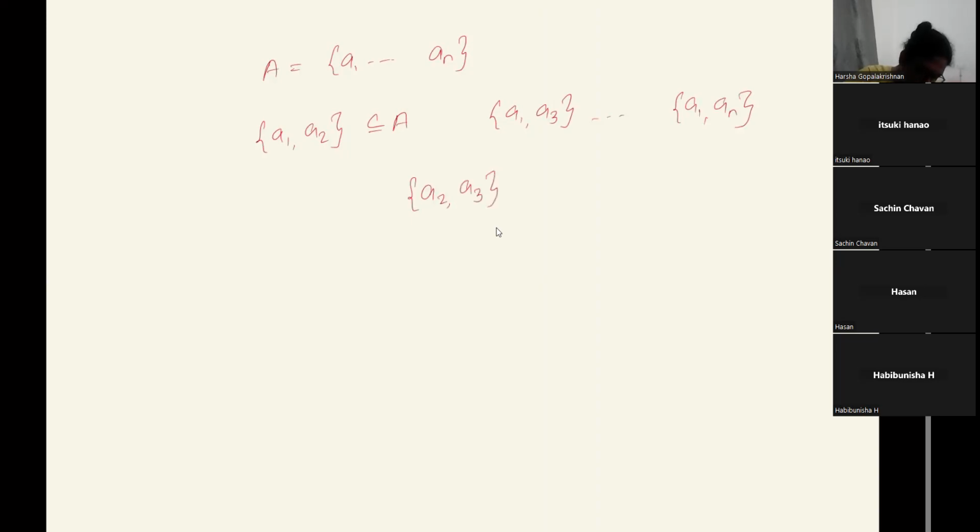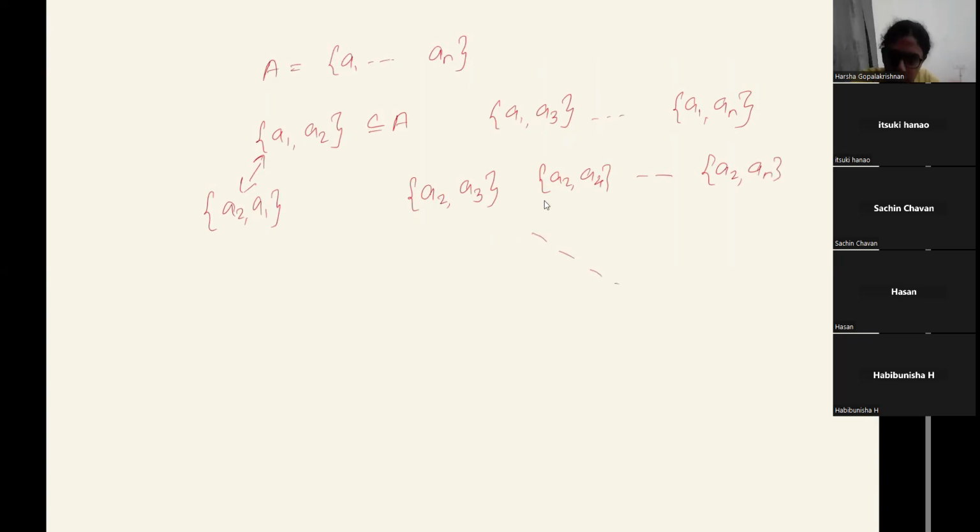A2, A1, I don't need to take because A2, A1 is the same as A1, A2, right? Just the order changes, but the same elements are in both sets. That means I don't need to take A2, A1. So I need to start with A2, A3, A2, A4, etc., up to A2, AN. In the same way, I can repeat the process. So many two element subsets are there.